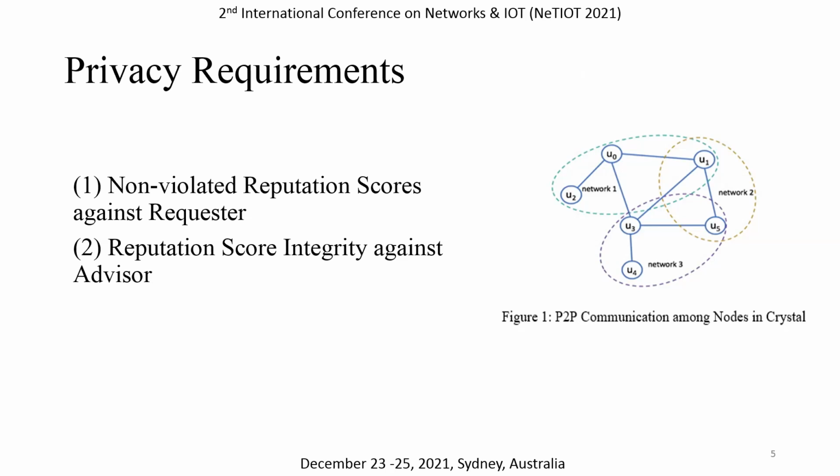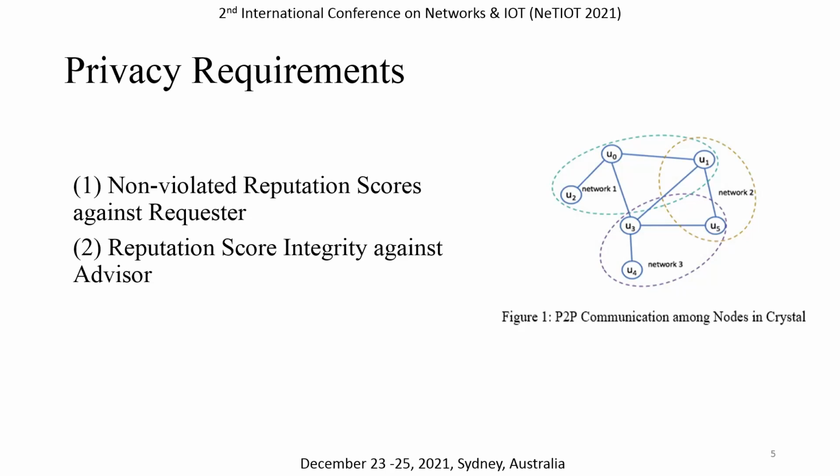In the first aspect, we focus on the requester, in case they try to learn the representation score received from the advisor. The requester V can misuse the received representation score of U, for example, by impersonating the owner of the received representation score. So we need to protect the representation score computation.